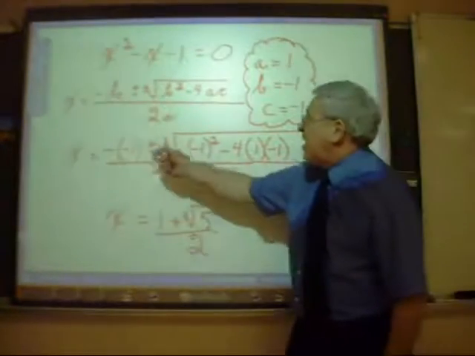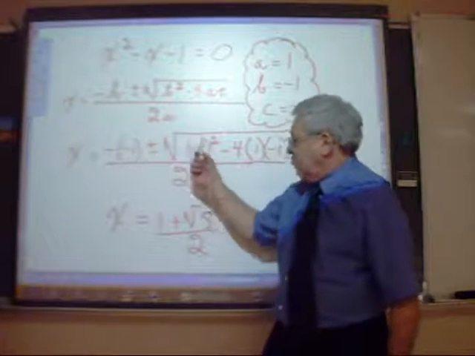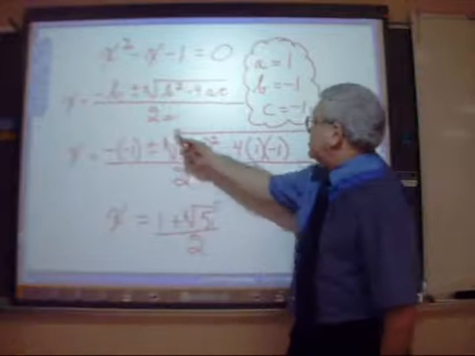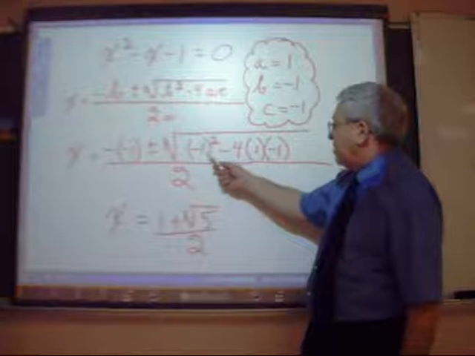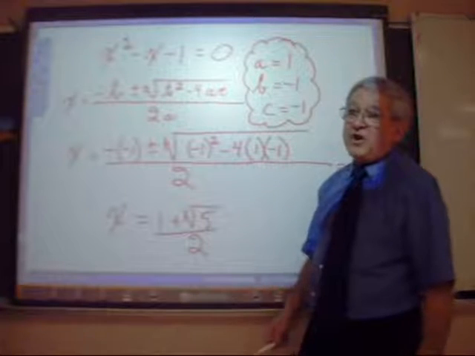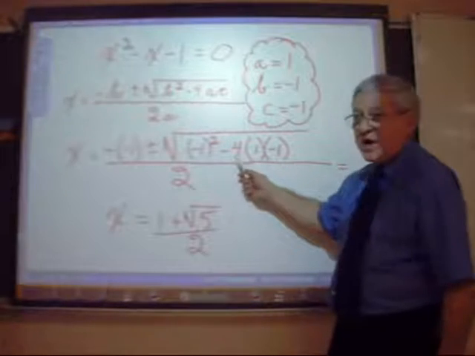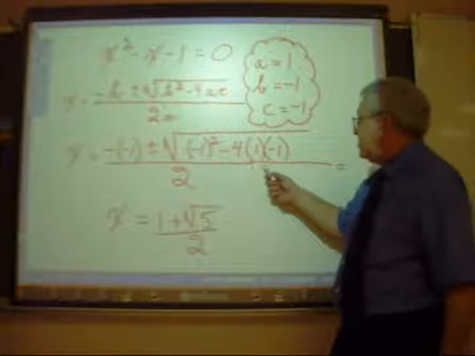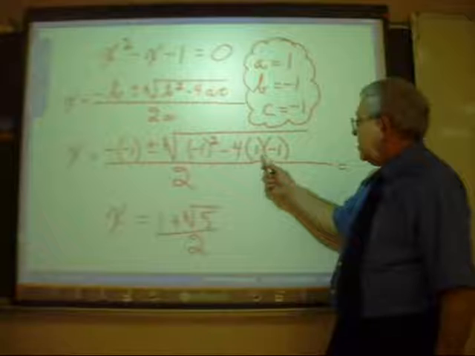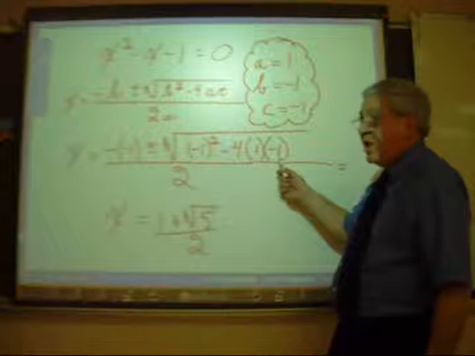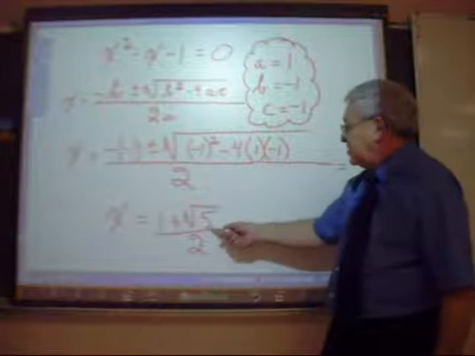So here we have negative b. b is negative 1, so the opposite of negative 1 is positive 1. And now we substitute in b squared. Well, b is negative 1, so we have negative 1 squared, which, of course, is positive 1. Then we have minus 4ac. So it's negative 4 times a, which is 1, times c, which is negative 1. Negative 4 times 1 is negative 4. Negative 4 times negative 1 is positive 4. 1 plus 4 is 5.